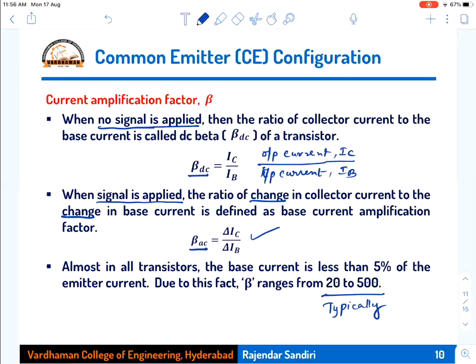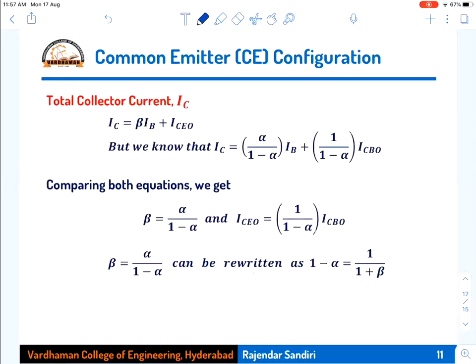Next, the current expression: IC is equal to beta times IB plus ICEO. So in the common emitter configuration, the expression for the collector current is IC equals beta times IB. Beta tells us that IC is a multiple of IB. It may be 220 times or 500 times, whatever it may be, because IB is very small and IC is large. So we multiply by the current amplification factor beta, and along with that you have the reverse saturation current ICEO also. So that is one expression, IC in terms of IB.